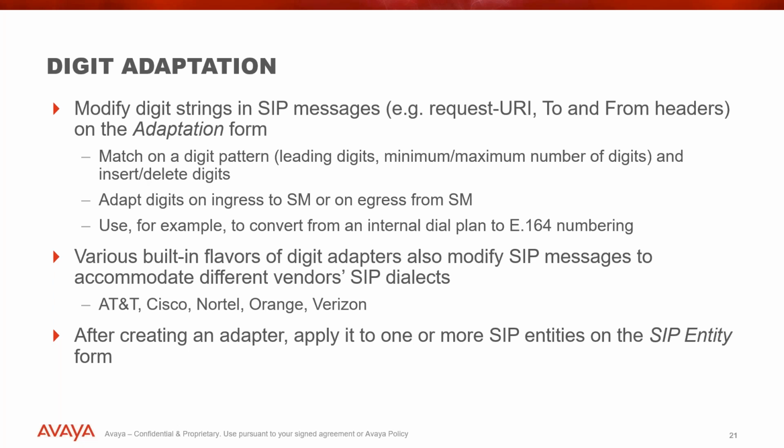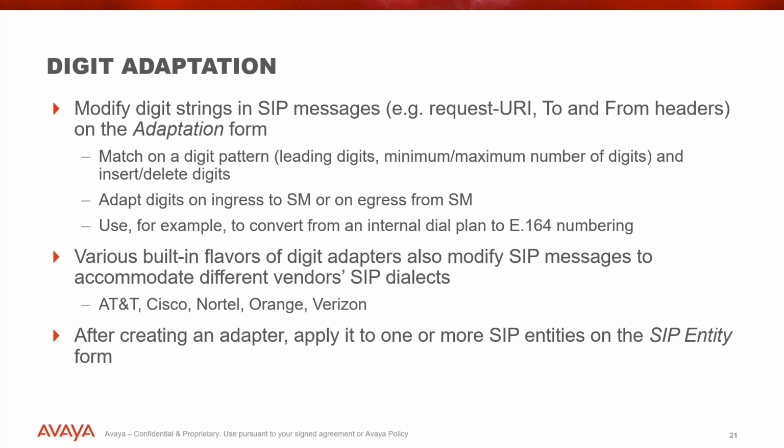In addition to just modifying digit strings, digit adaptation is useful for modifying SIP messages to accommodate various vendors' different dialects of SIP. SIP is a bit of a vague communications protocol. It's a framework, really, and there are a lot of things that are left open. So different vendors interpret SIP in different ways. And in general, vendors try to be very open about accommodating things that are different than what they use. But sometimes you encounter vendors that are very particular about particular SIP headers. And calls aren't going to work if you don't conform to what that vendor wants.